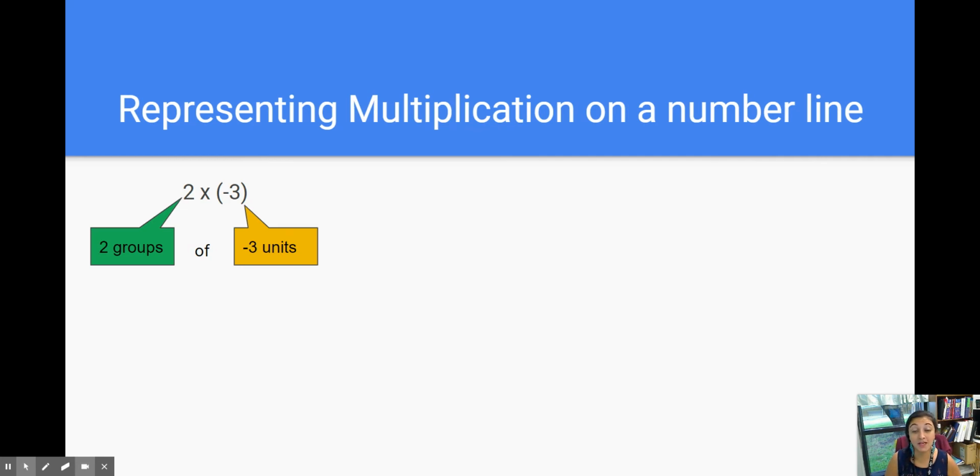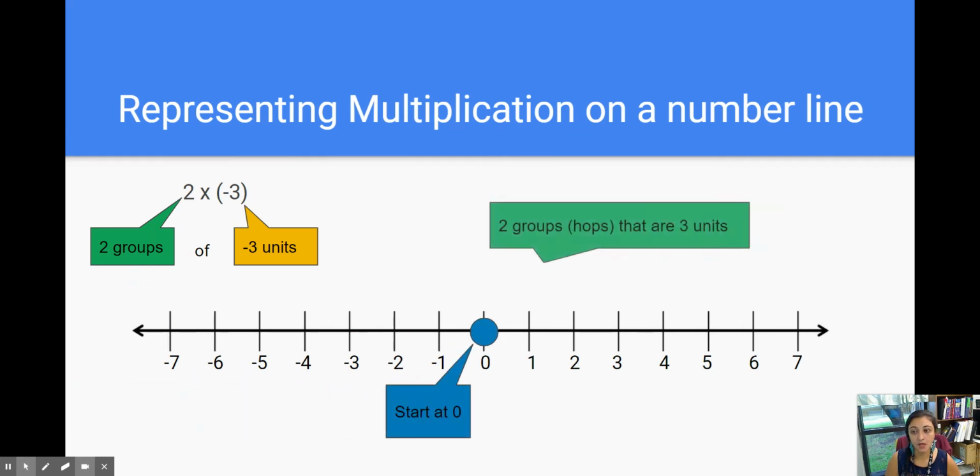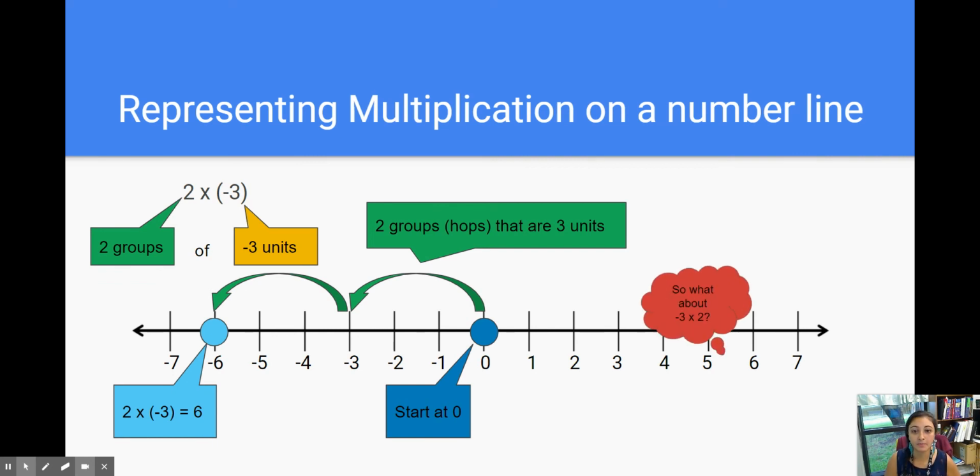So 2 times negative 3. On the number line, again, we always start at 0. And you've got 2 groups, right? But we've got negative 3 in each group. So you have to move over 2 times, but in each group, there needs to be negative 3. So negative 3 in the first group, negative 3 in the second group, and look where we wind up, negative 6. So 2 times negative 3 is negative 6.